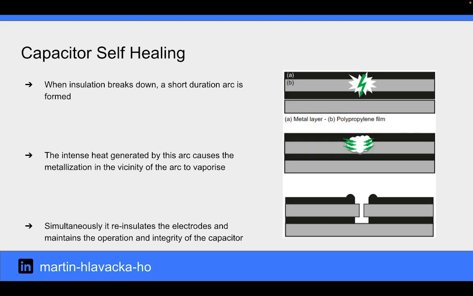When the insulation breaks down, a short-lived arc is formed, as you can see in the image above. The intense heat generated by this arc causes the metallization in the vicinity of the arc to vaporize. Simultaneously, it reinsulates the electrodes and maintains the operation and integrity of the capacitor.